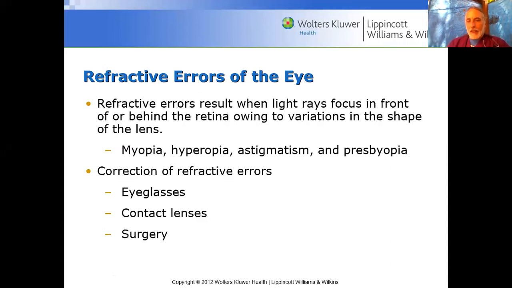So, variation in the shape of the lens causes the light to focus at different lengths, causing blurry images. So we have myopia, hyperopia, astigmatism, that's the irregular lens, and presbyopia. Right? So how do we fix that?